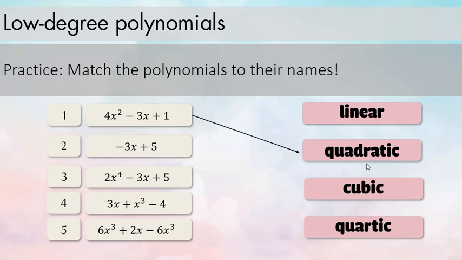The first, we can see that it has the degree of 2. That's why it is the quadratic polynomial. The second is a linear polynomial, which has the degree of 1. 2x to the power of 4 minus 3x plus 5. It is a quartic because it has degree 4. The fourth one is a cubic polynomial because it has the degree of 3.